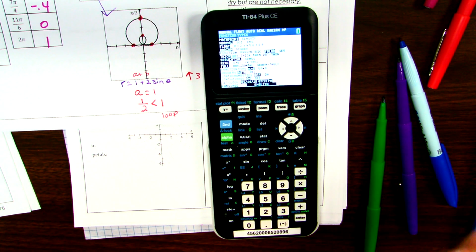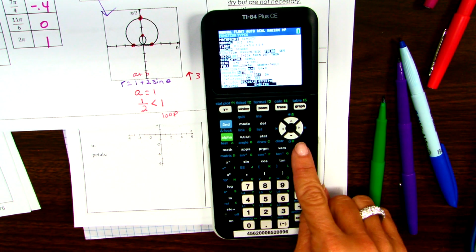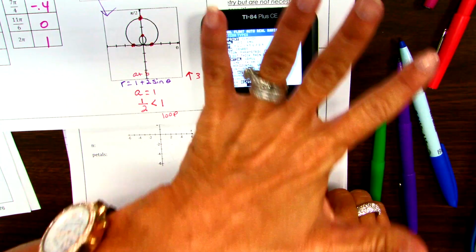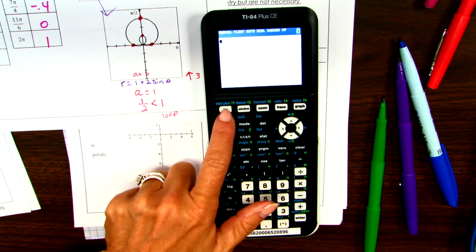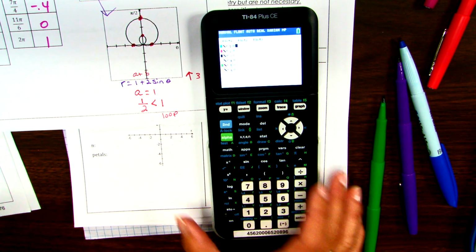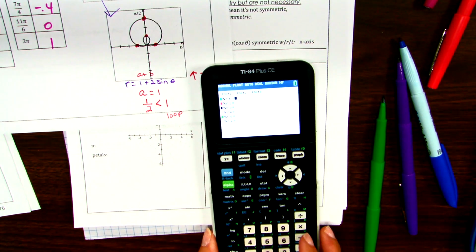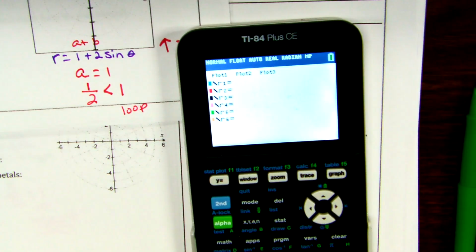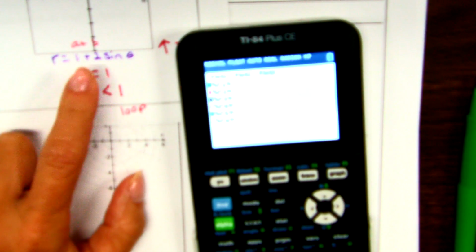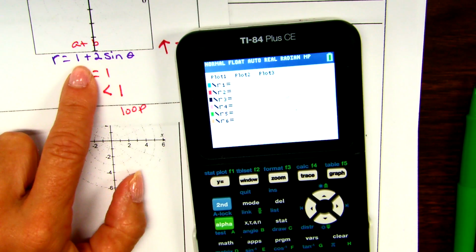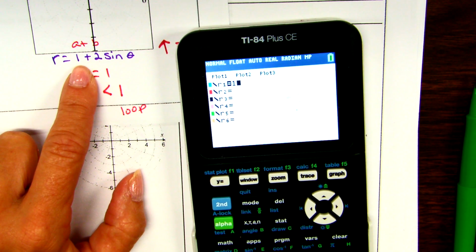It's that simple, okay? If you hit clear, don't worry, you're not clearing that entry, it's entered. Clear brings you back to your home screen, but let's go up to y equals and see what has changed. Yeah, it should be an R. That's what we needed. If we didn't change it, it would have said y. There's no y in this equation at all. It's R equals, so let's type it, 1 plus 2 sine.